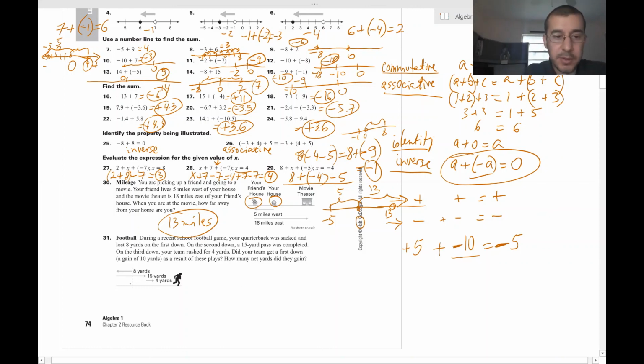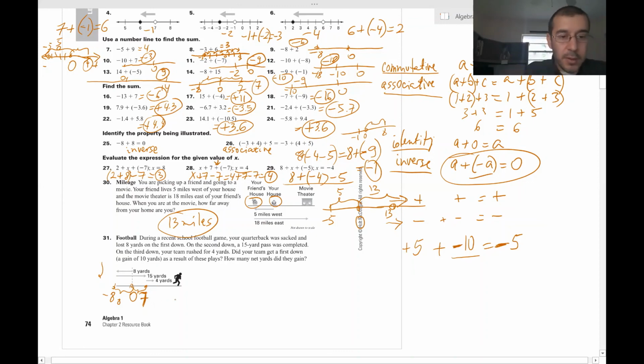Okay, so this is basically this diagram here. So this is 0. So your quarterback was sacked, so you went minus 8, and then you completed a 15-yard pass. So to get to 15, this is 8, and you need another 7. So this is 7. This is where you ended up. Actually, it's right there, 7. I don't know if this is drawn to scale. This is 7 right here. So let me see if I can move this.